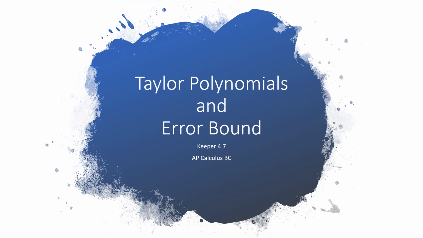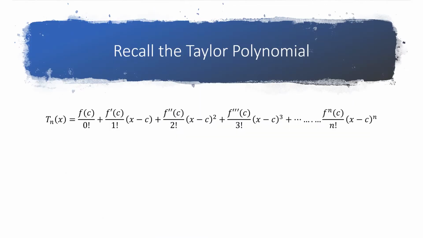Keeper 4.7, Taylor polynomials and error bound. Alright, so first thing I want you to do is recall your Taylor polynomial. Just remember how it's set up. Remember you have your derivative over that number factorial times x minus the center to whatever power you're on.